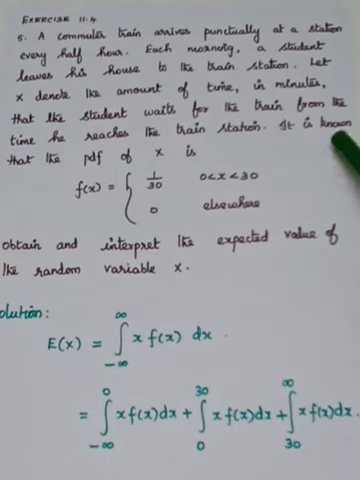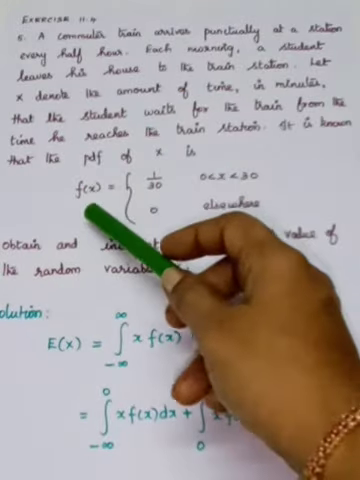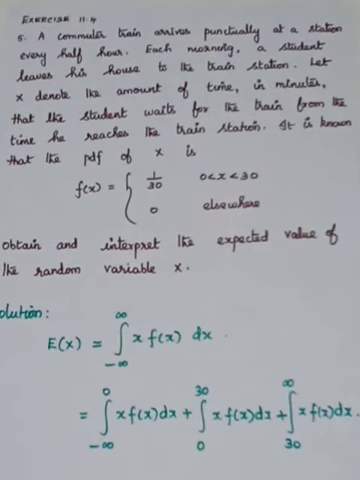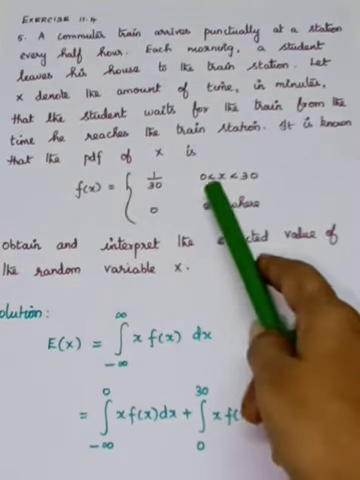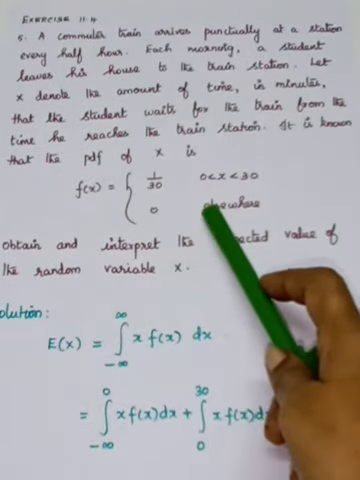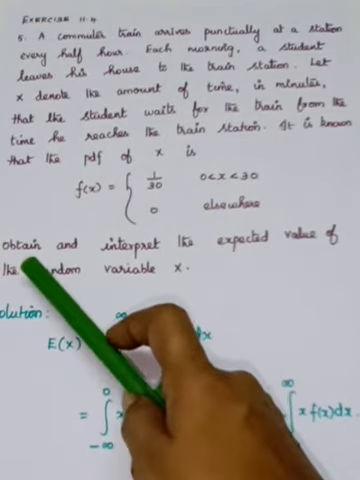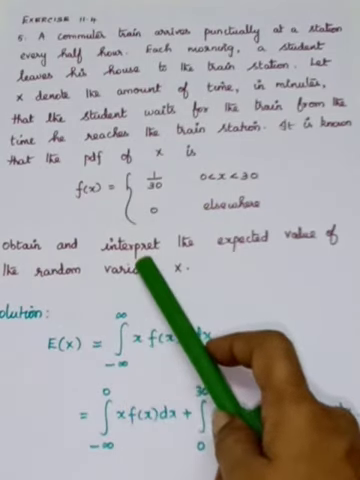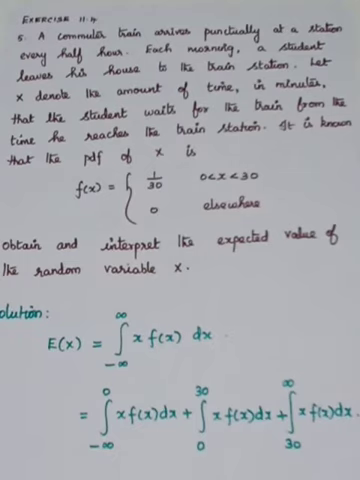It is known that the PDF of X is given: f of x is equal to 1 by 30 for 0 less than x less than 30, and 0 elsewhere. So here the x values are written as an interval, so it is a continuous random variable. What you have to find: obtain and interpret the expected value of the random variable.